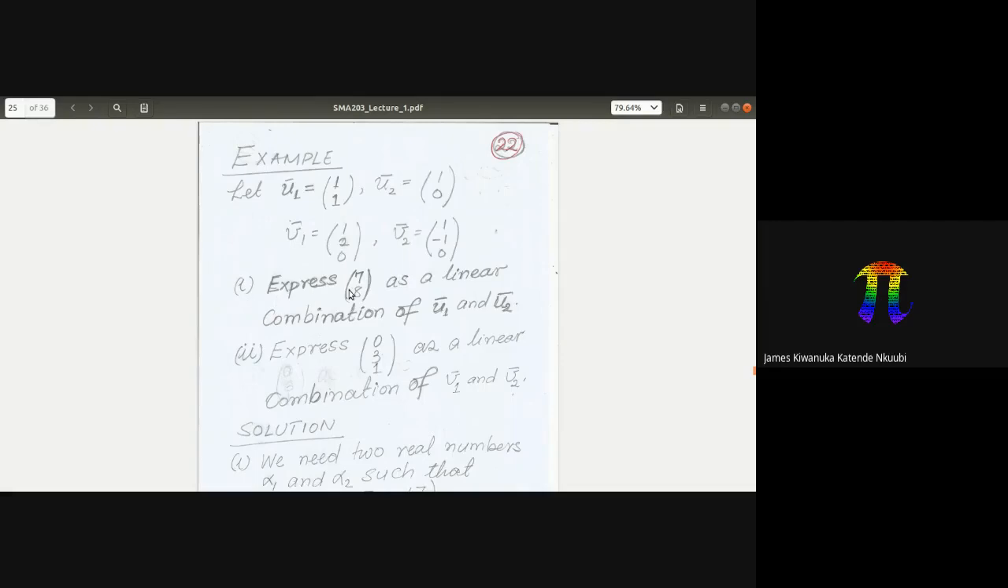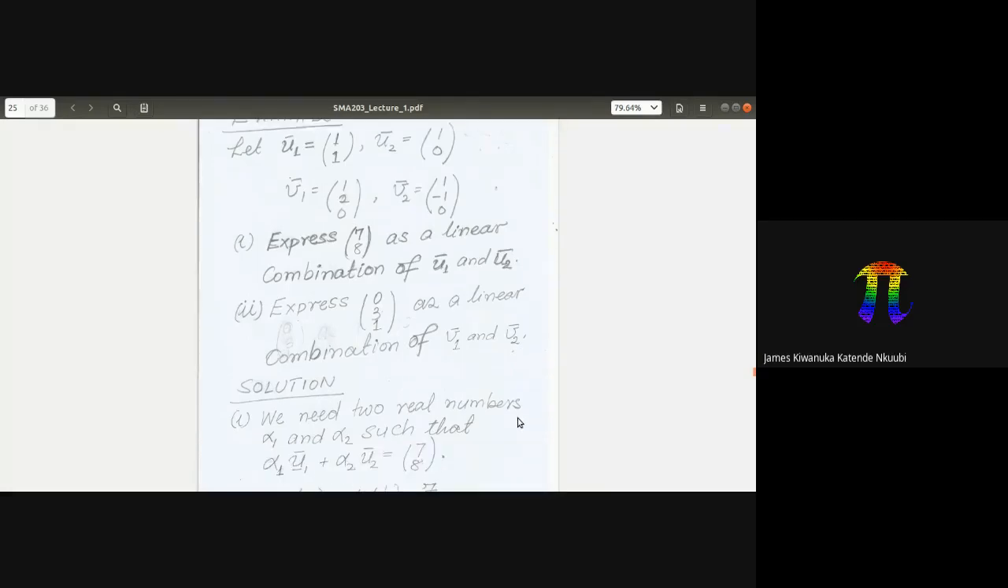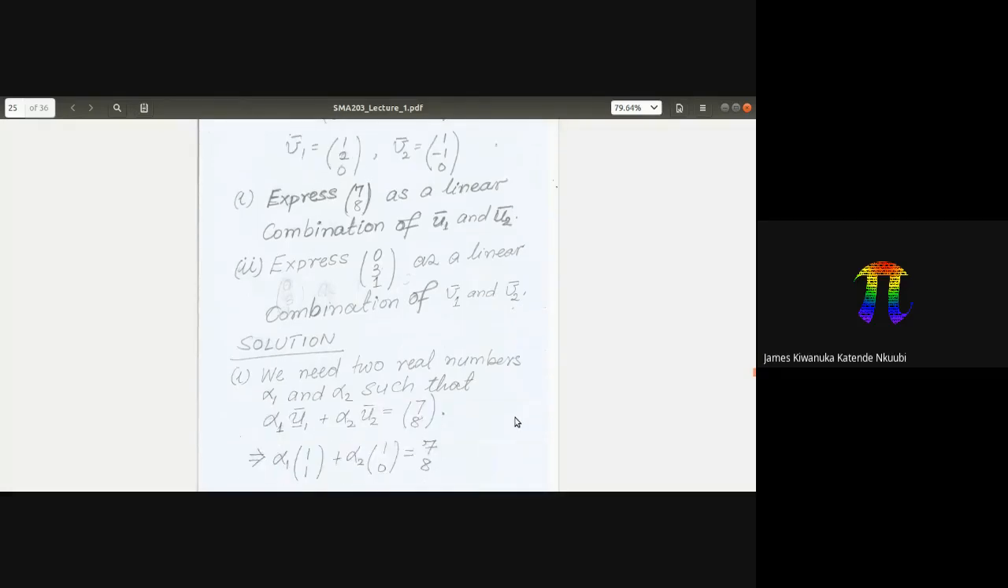The first question asks that we express the vector (7, 8) as a linear combination of the two vectors u1 and u2. The second one asks that we express the vector (0, 3, 1) as a linear combination of v1 and v2. So let's tackle the first one.